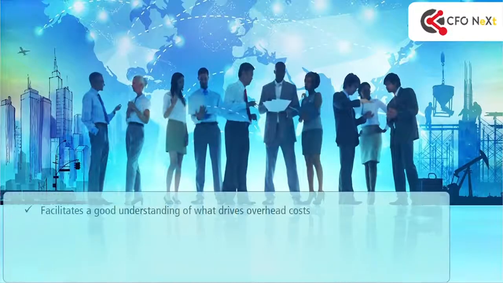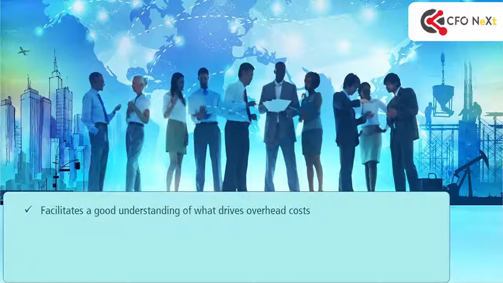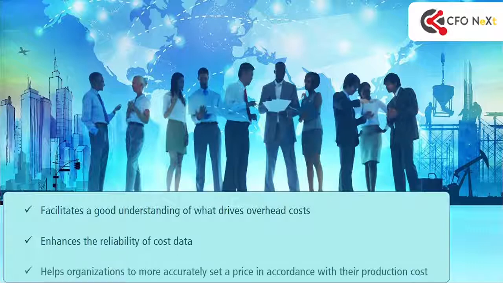Activity-based costing facilitates a good understanding of what drives overhead costs. Hence, it enhances the reliability of cost data. It helps organizations to more accurately set a price in accordance with their production cost.